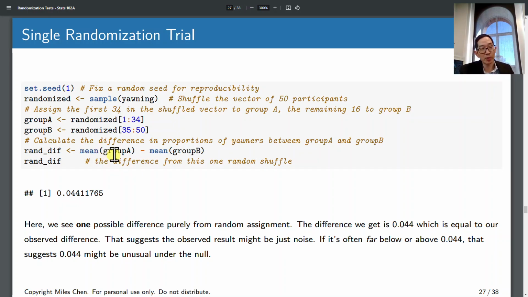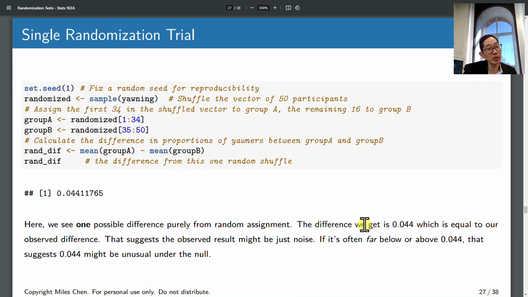I calculate the proportion in group A and the proportion in group B, and I take the difference between them. And when I do this, I get a difference of 0.044. So this was just one possible difference purely from random assignment. There's no reason why I should end up with more or fewer true values in group A than group B. This is just a randomized result.